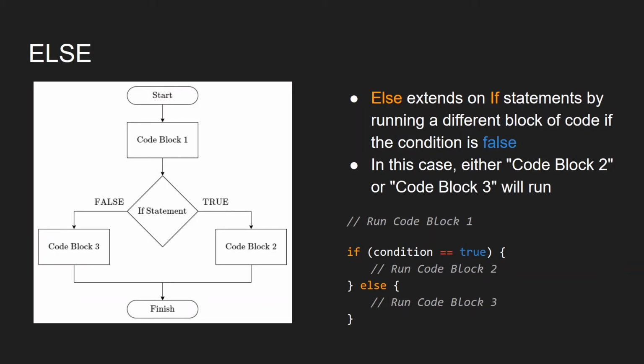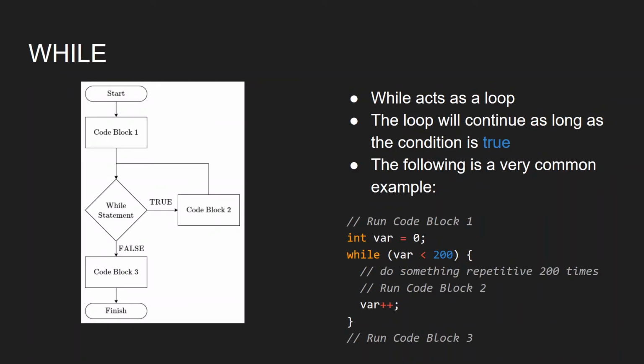Else extends on the idea of an if statement by allowing an alternative piece of code to be run. You can see in the diagram that code block 1 will be run, but code block 2 or 3 will be run. Again, the example at the bottom there shows exactly what is on that diagram.